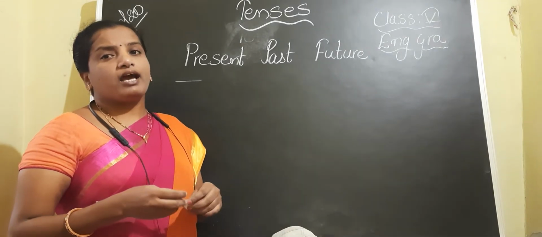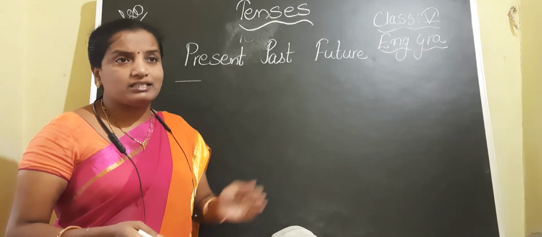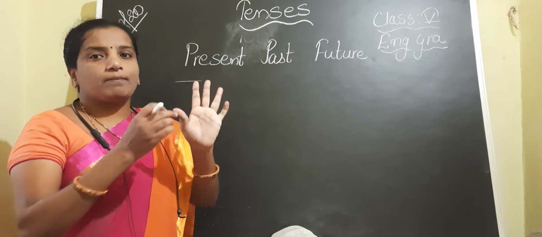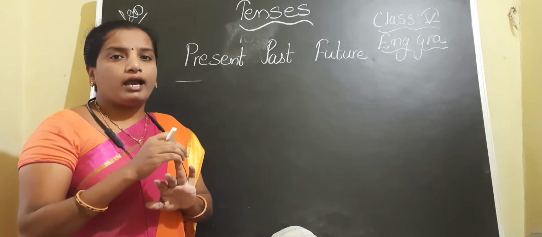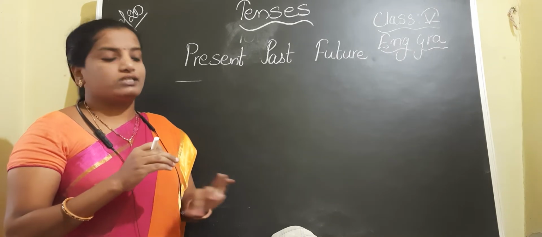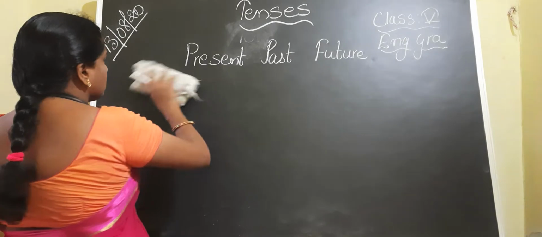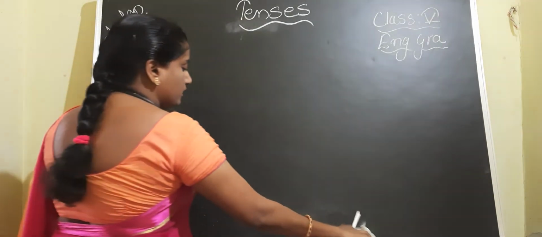See, children, we have learned about present tense. What is a present tense and what are the different parts of the present tense? Simple present, present continuous, present perfect, and present perfect continuous. Today, children, we are going to learn about past tense. What is a past tense and into how many parts is it divided?